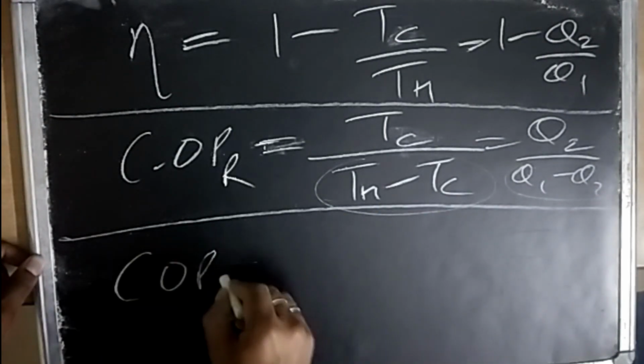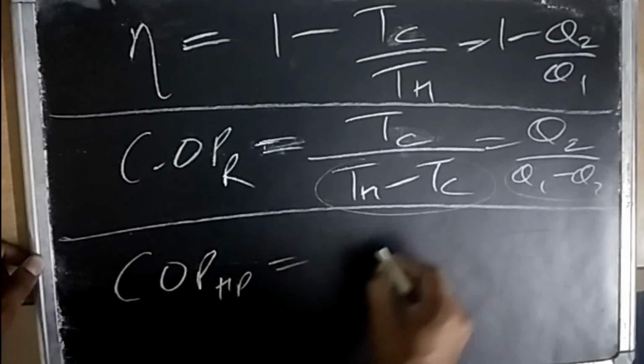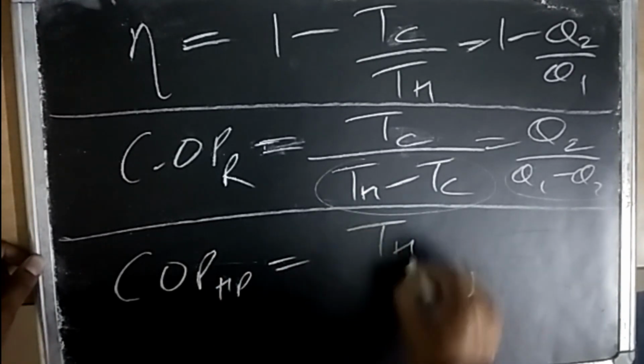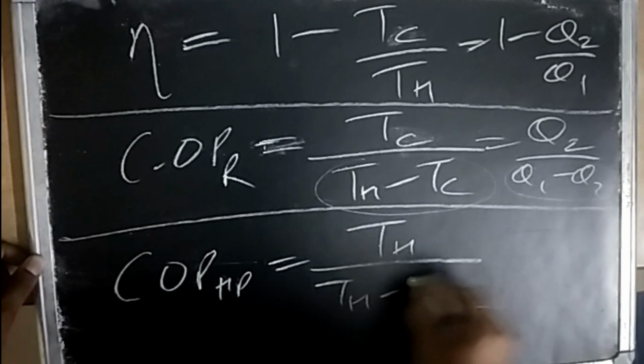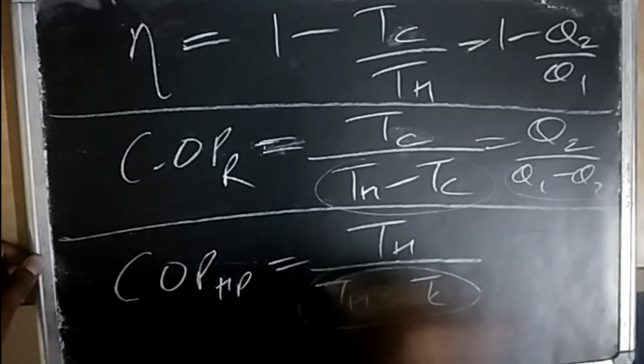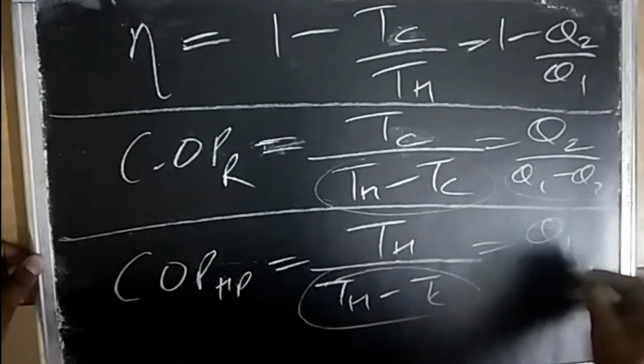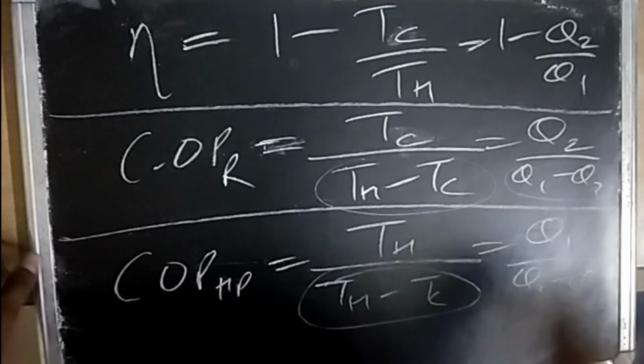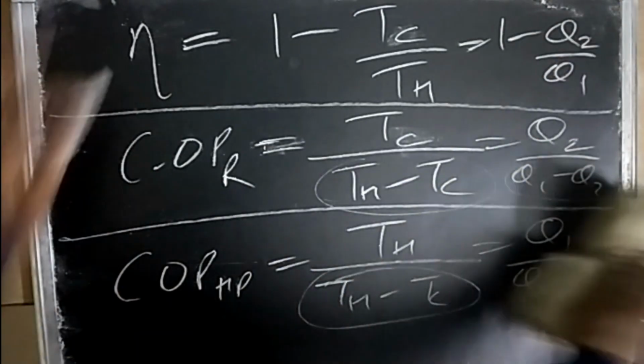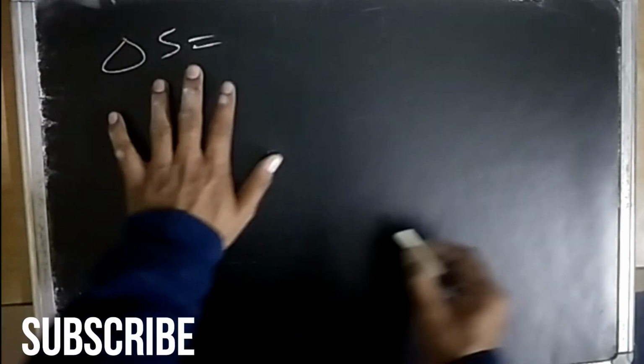Again, COP of heat pump: my aim here is to maintain TH, and the supplied work is this, that means QH or Q1 minus Q2. This is heat pump, refrigeration, and that is heat engine. So all this is done, and delta S you can find out directly, like dQ upon T.